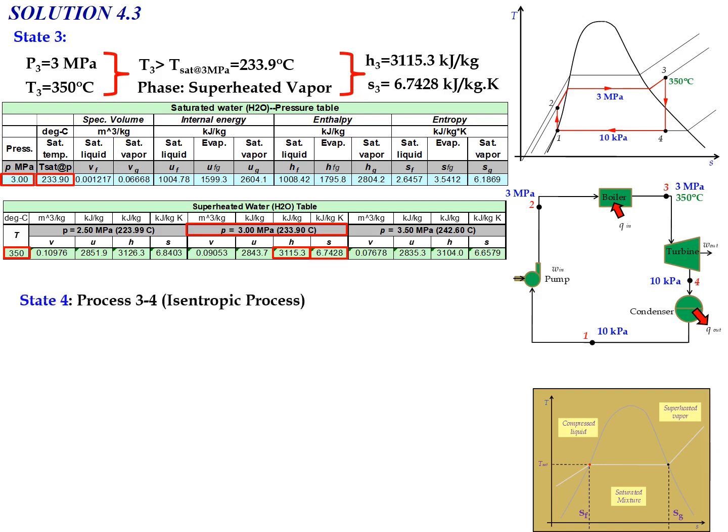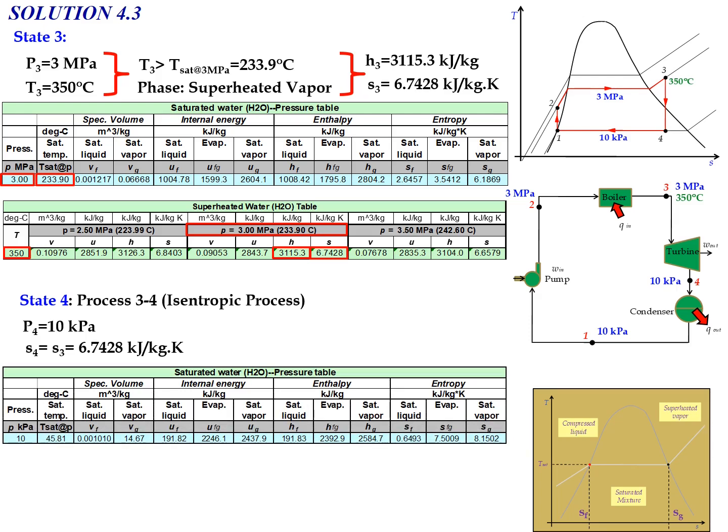Okay, now for state number 4. State number 4 involves an isentropic process, where the process from state number 3 to state number 4 is the isentropic expansion process in the turbine. Okay, so we have the data in terms of pressure, P4 equal to 10 kilopascal, and we have another data in terms of entropy, where S4 equal to S3 equal to 6.7428 kJ per kg Kelvin due to the isentropic process. So now we already have two data.